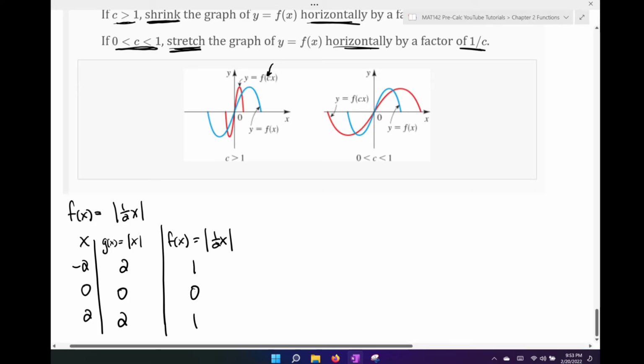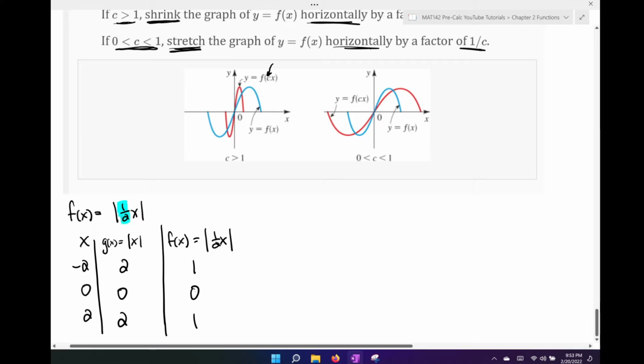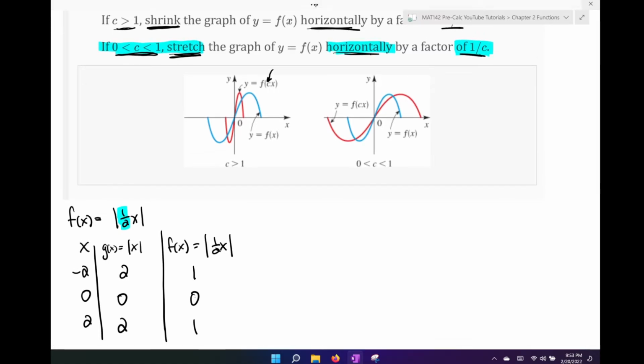But notice, let me get out my highlighter here. Our C value is 1/2, which is going to be a stretch horizontally by a factor of 1/C. Okay? So let me show you what that looks like graphed now, because I think it'll make more sense if I graph it for us.